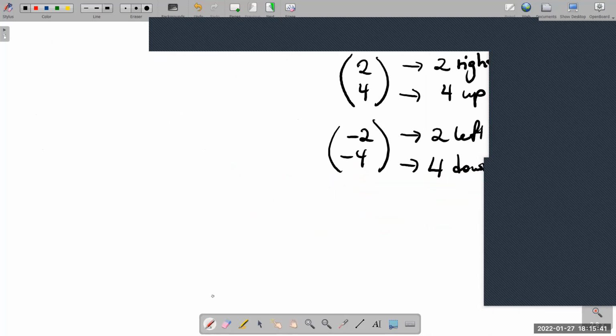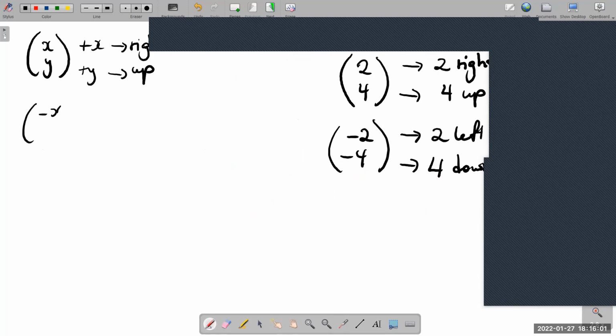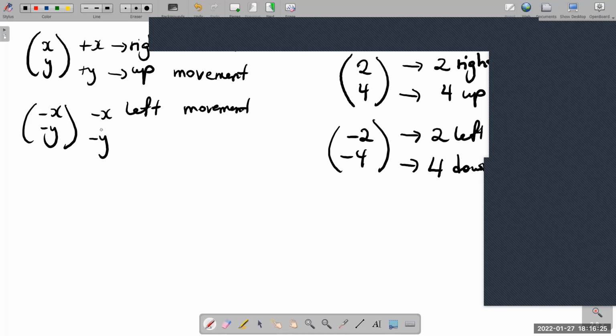So just to get some quick notes, write this down, please. If we have x, y, positive x means right. Positive y means up. But if we had a negative x and a negative y, a negative x means left movement. So let me just put movement so we remember, because keeping in mind vectors move. You're moving from one place to another. So left movement. This is just something to remind you. So if a positive y is up, a negative y is obviously what?